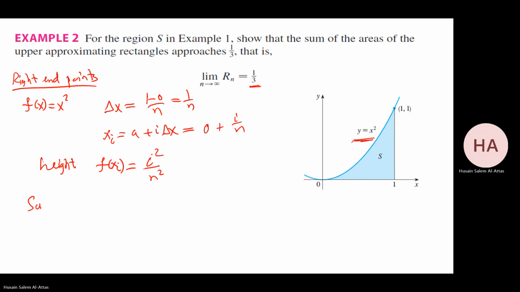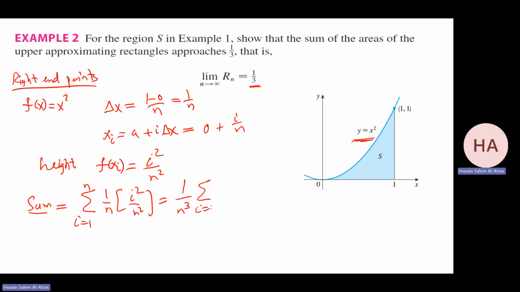The sum will be summation i equals 1 to n of delta x, the width, times the height. And that gives me what? 1 over n cubed outside, and this summation of i squared. Remember the formula, n times n plus 1 times 2n plus 1 over 6.